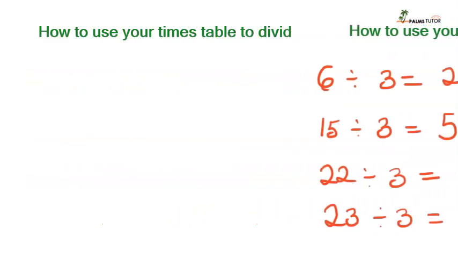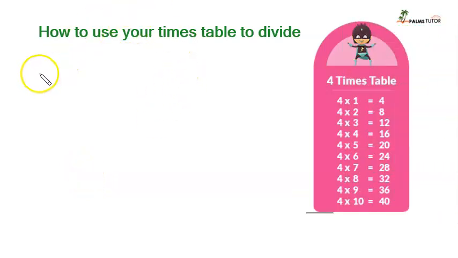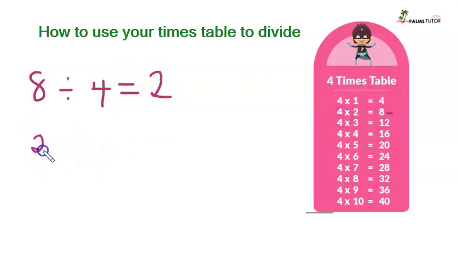Let's try now with our 4 times table. And I will let you do this one. So we have 8 divided by 4. What is 8 divided by 4? What do I multiply by 4 that gives me 8? Oh, here we have 8. What do we multiply by 4 that gives us 8? Right? 2. What about 24 divided by 4? What would it be? Look at the times table closely. What are we multiplying by 4 that gives us 24?